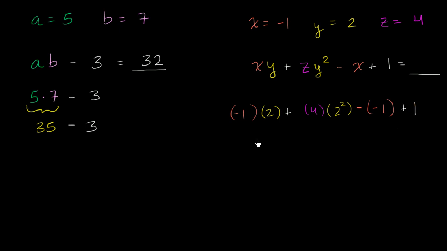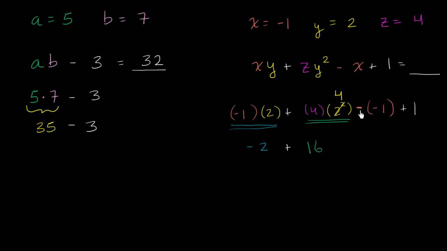Plus 1. And now, order of operations, you want to do our multiplication. So -1 times 2, that's going to be -2. And to that, we're going to add, well, what's 2 squared? 2 squared is going to be 4. And you have 4 times 4. I'll do that in this green color. 4 times 4, that's 16.